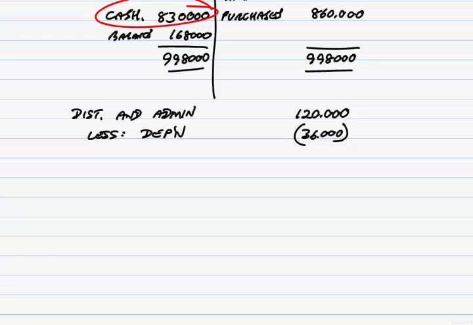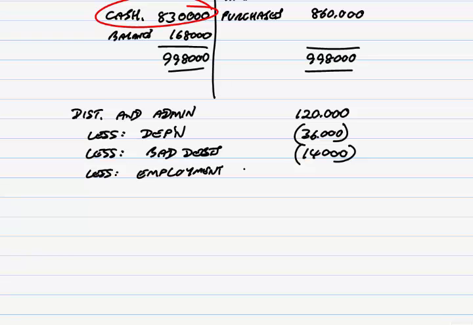What else? Bad debt write-offs of 14. Well, we have lost money with the bad debts, but did we not deal with that when we worked out the cash from customers? So we'll remove it from here. Employment costs. Well, clearly that was a cash payment, but we've shown that separately. We're not going to show it twice. Take it out. 42.